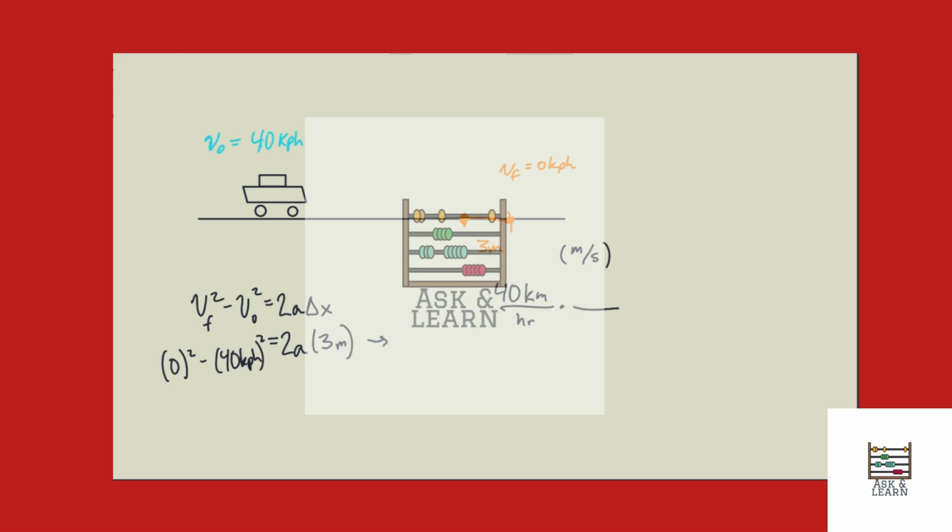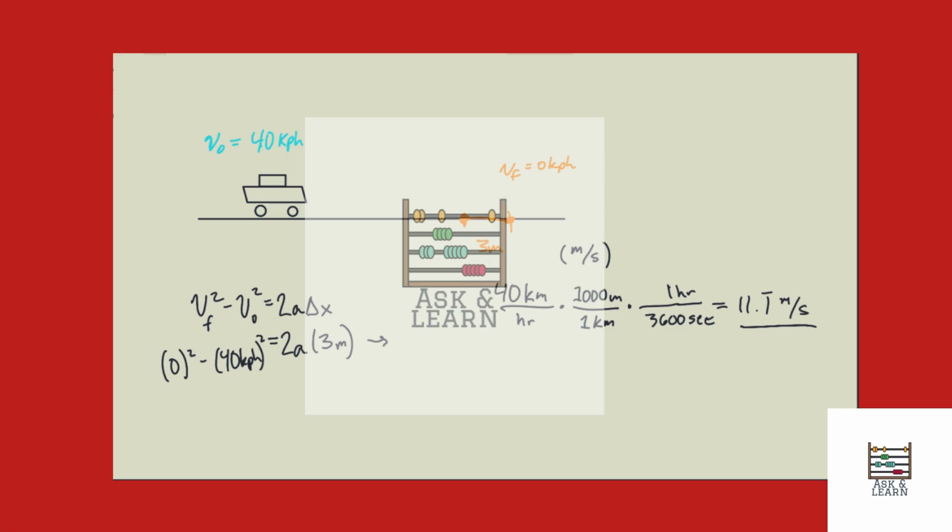To do that, I'll convert kilometers first. We know that 1 kilometer will be on the bottom to cancel this kilometer, and we know that 1,000 meters are in a kilometer. Then we want to cancel the 1 hour with the amount of seconds. That's 3,600 seconds in an hour, which is just 60 times 60. So, bringing the calculator, 40 times 1,000 divided by 3,600 gives me 11.1 repeating meters per second. That's the initial velocity.